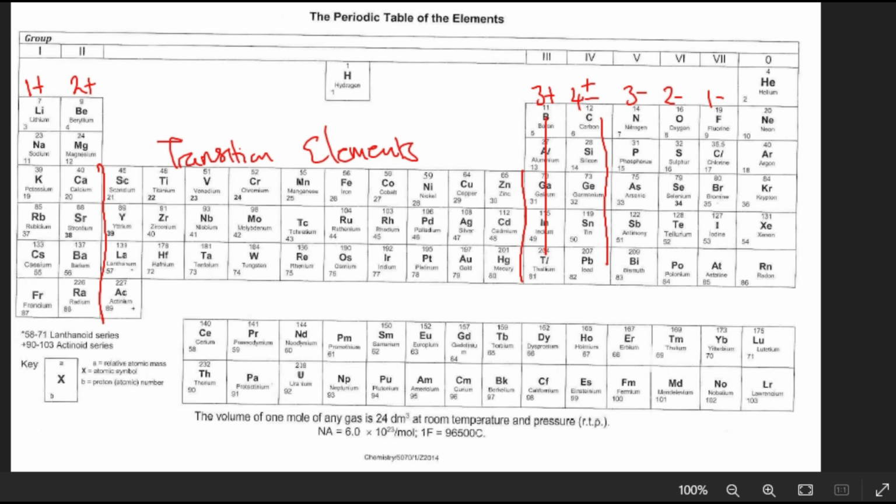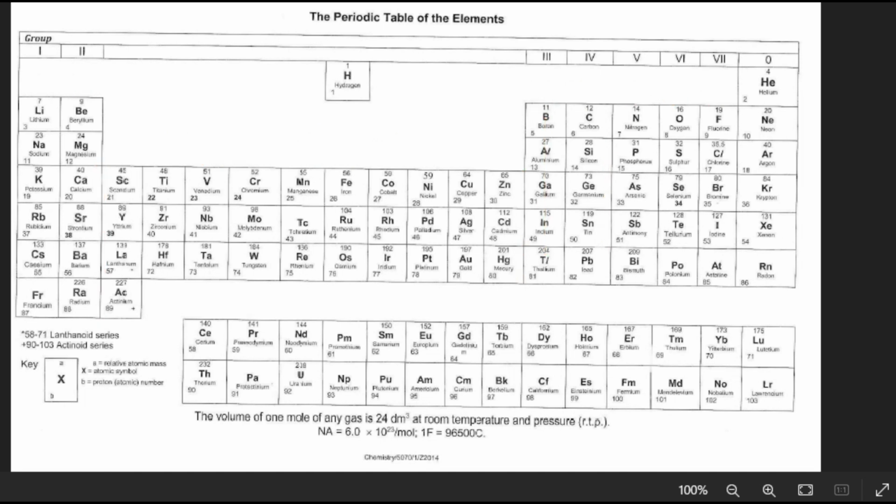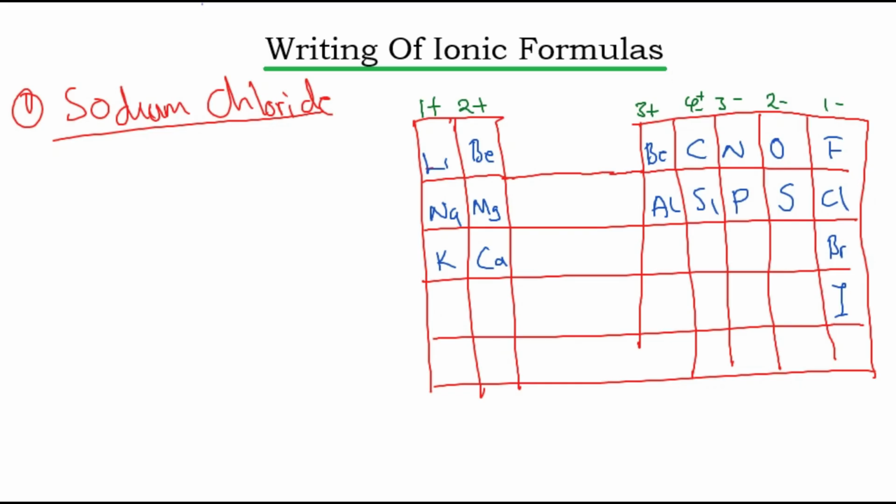So now that we have identified the charges of elements on the periodic table, let's look at examples of how we can write ionic formulas. Okay, so let's look at the first example. Let's write the ionic formula of sodium chloride. Sodium is a metal. It's found in this column, in group 1 column. So sodium has a charge of positive 1. Then chloride, which is chlorine, is in this column where it has a charge of 1 negative.